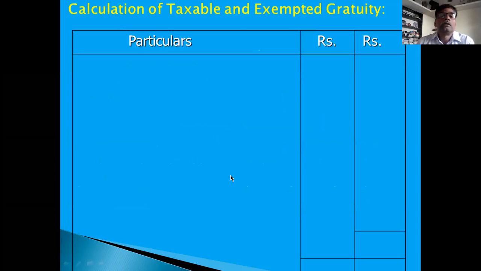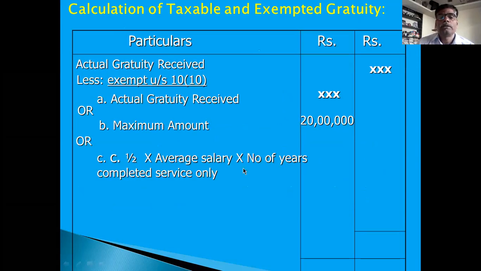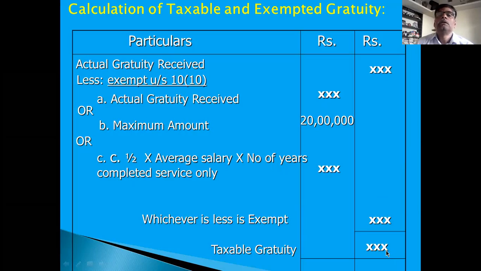Next, how to calculate the exempted gratuity for an employee not covered under the Gratuity Act 1972. You take the gratuity received first, less exempted. Under that, you take 3 points: actual gratuity, maximum 20 lakh, or half month salary for each completed year of service. The least of the 3 is exempted. You take it to the outer column, then deduct it in the outer column, and whatever balance remains is called the taxable gratuity. This is the point you remember.